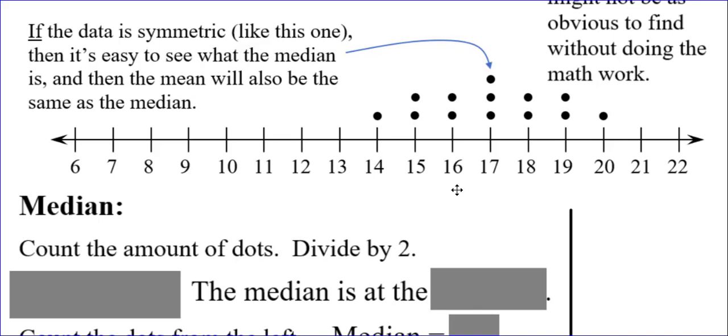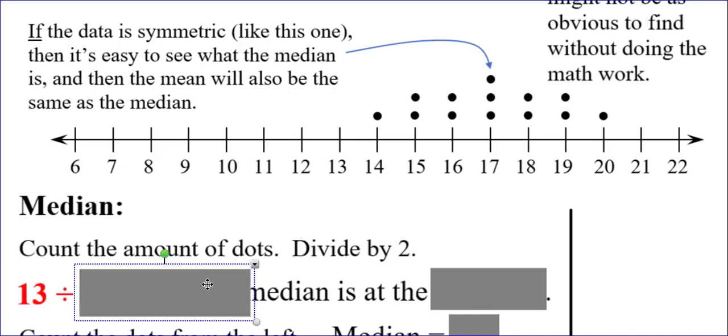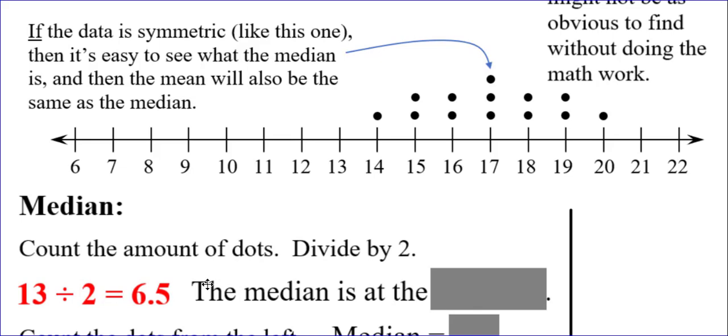Let's do it the old-fashioned way just to prove my point here. Let's count the amount of dots. So we got 1, 2, 3, 4, 5, 6, 7, 8, 9, 10, 11, 12, 13. And if we take 13 divided by 2, because remember the median splits the data into two equal halves, we get 6.5. Now, there is no such thing as a 6.5th number.